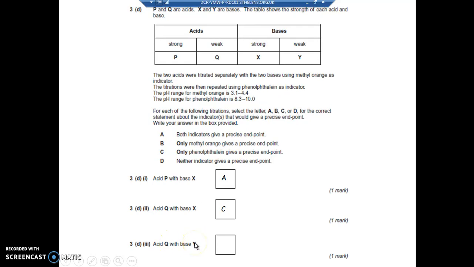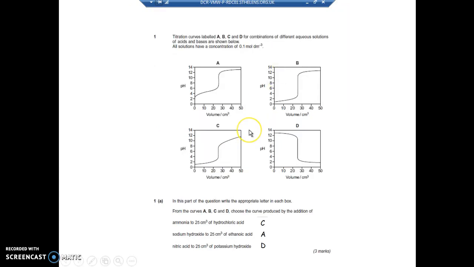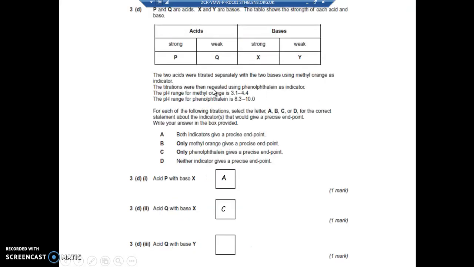Q with base X. You've got a weak acid and a weak base. These ones here don't show that, but what you'd have is this shape curve coming up to here, and then you'd have this shape curve coming up to here. In other words, it would go like that up to pH 7 and then creep slowly up to about pH 10. You wouldn't get an equivalence point at all. So not having an equivalence point at all, neither indicator gives a precise endpoint. You'd have to use something like a pH meter.